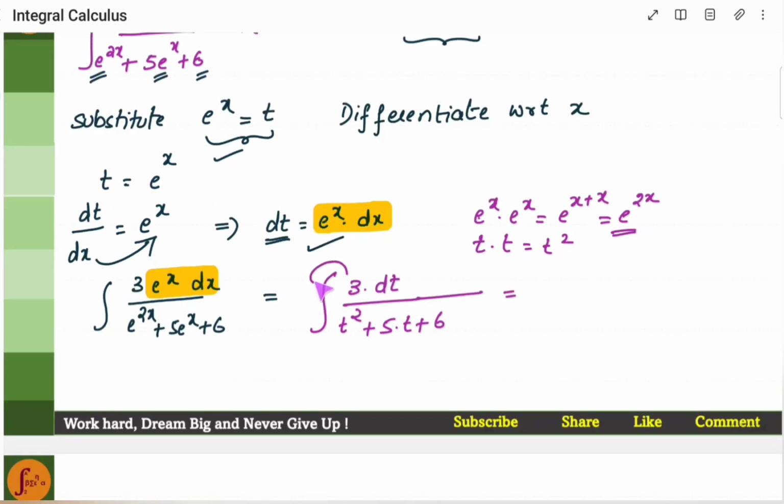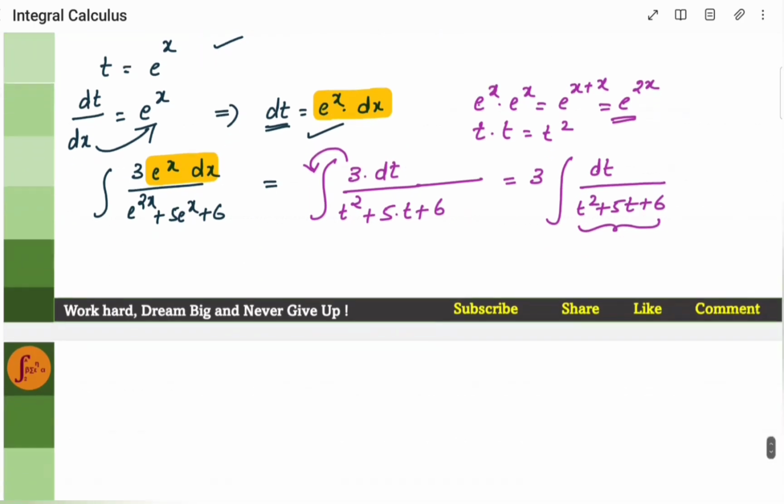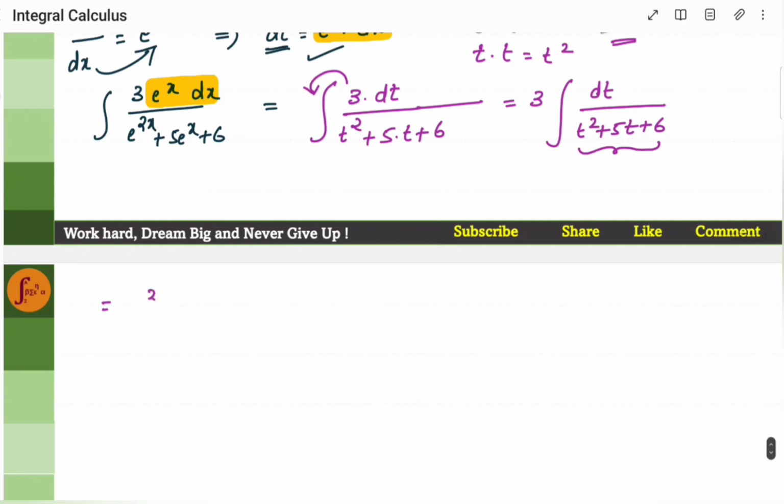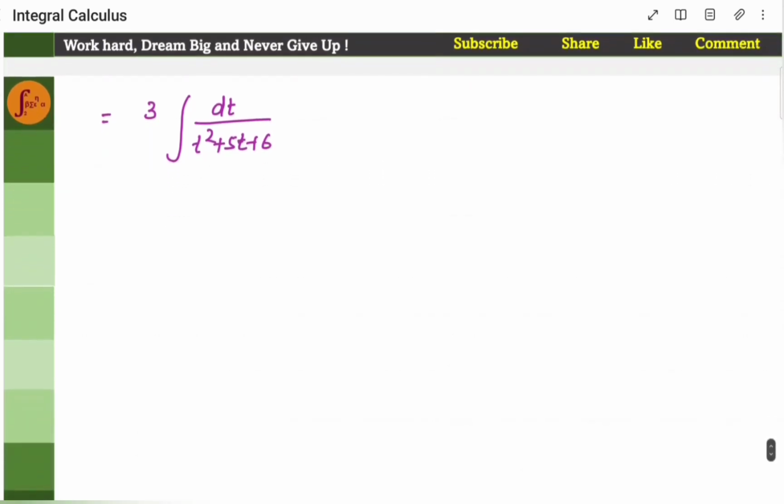I can put this 3 outside. So this will be 3 integral of dt by t square plus 5t plus 6. Now let me factorize this. That is, I have to split this. I'll use the sum product method. You can use any method to find the factors. So t square plus 5t plus 6, I should get sum as 5 and product as 6.